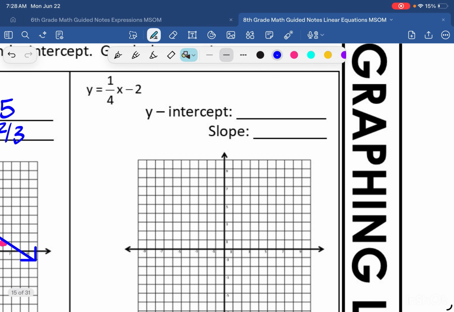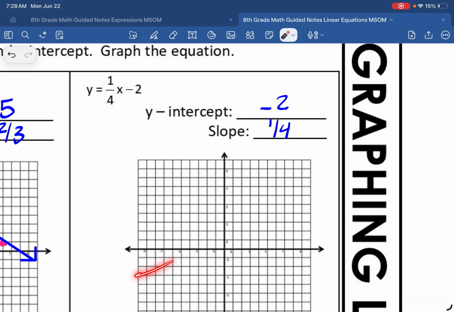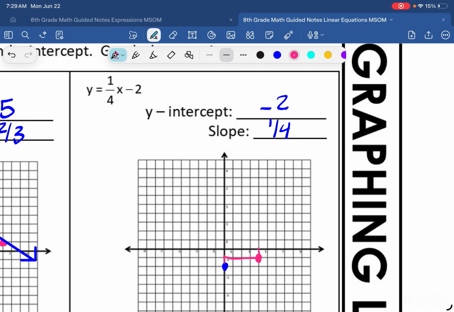Let's graph y equals 1/4 x minus 2. My y-intercept is -2. My slope is 1/4. So I know my graph needs to be going up. Let's graph my y-intercept first at -2. If I go up 1, I'm going to go over to the right 4 to get a positive slope. Up 1 to the right 4. Or I can go down 1 and to the left 4 to still give me that positive slope. Those are some points on my graph. Now I will connect them to make a line. This is a graph of the equation y equals 1/4 x minus 2.